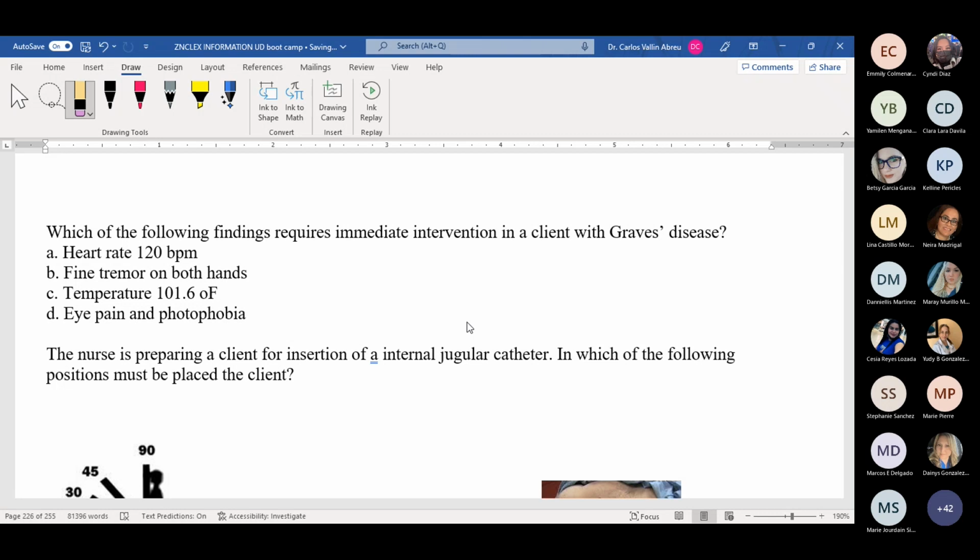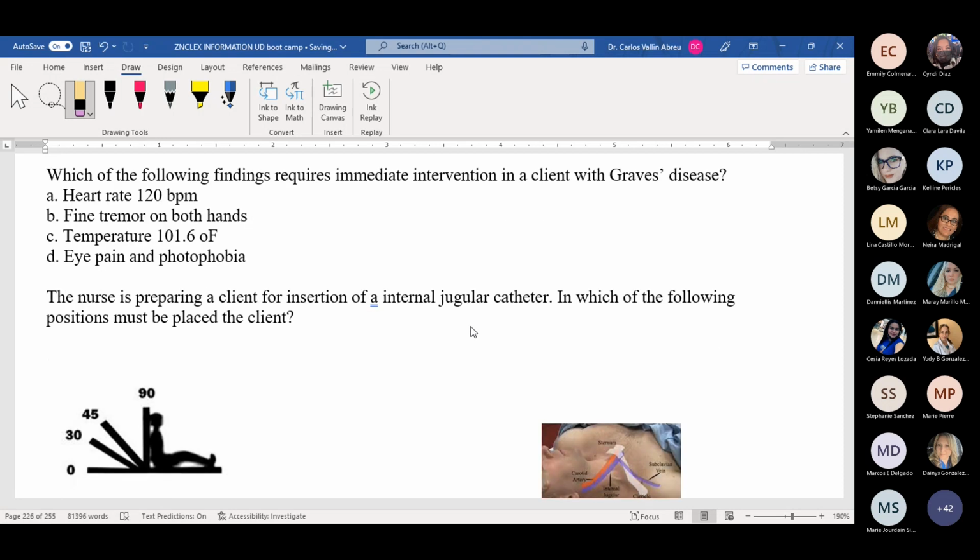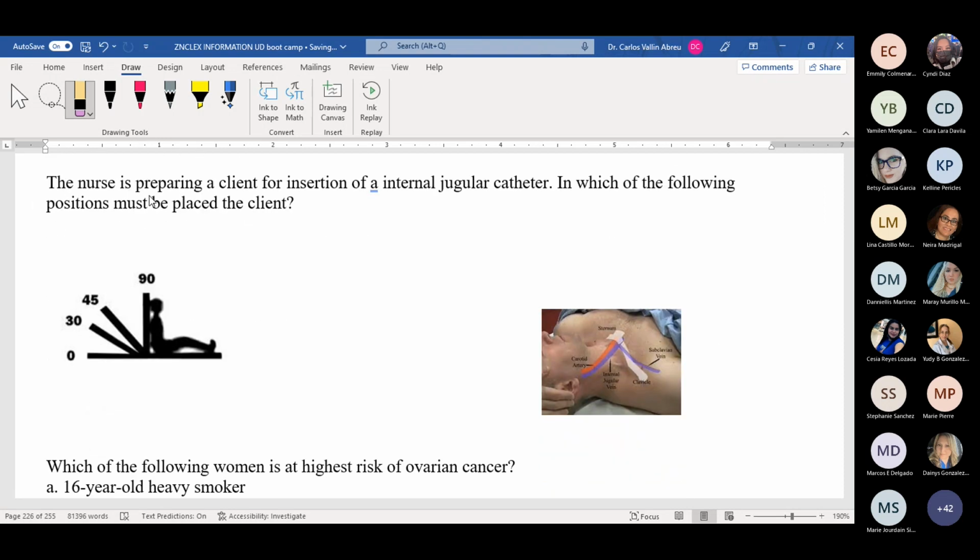Okay, good. So good explanation. The nurse is preparing the client for insertion of an internal jugular catheter. You know what is the jugular, no? In which of the following positions must the client be placed? A, 0; B, 30; C, 45; and D, 90. What position is adequate to prepare for when the doctor comes and gets the internal jugular vein?